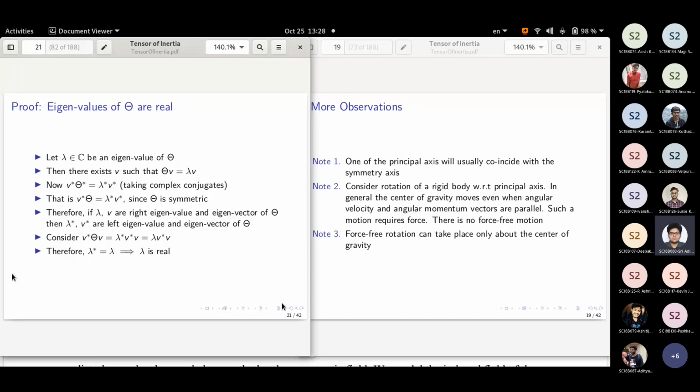I was asking about the V, sir, the eigenvector. Yeah, V in general can be complex, but it will turn out that it is real. Once lambda is real, V also turns out to be real. Here our intention was to show only that lambda is real. That is why we concentrated only on that.